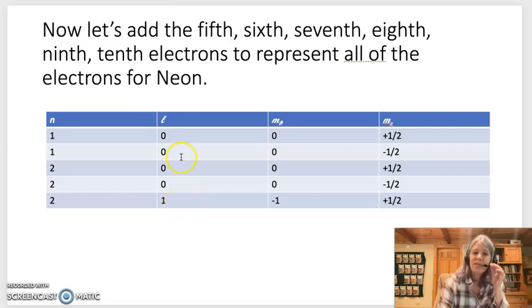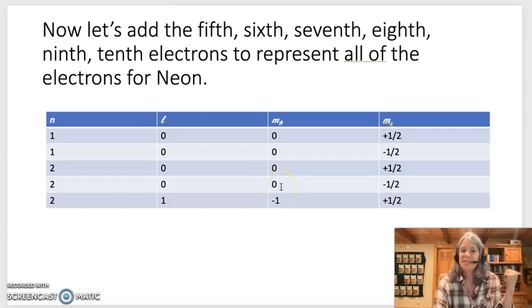So s, the simple one, is 0. P, the more complicated one, is 1. The p orbitals can have 3 different orientations. There are 3 different ways we designate the p orbital. And so one of them is -1. The 3 ways are -1, 0, and 1, right? So there is only 1 for the s, and it's designated 0. For the p, there's 3: it's -1, 0, and 1.